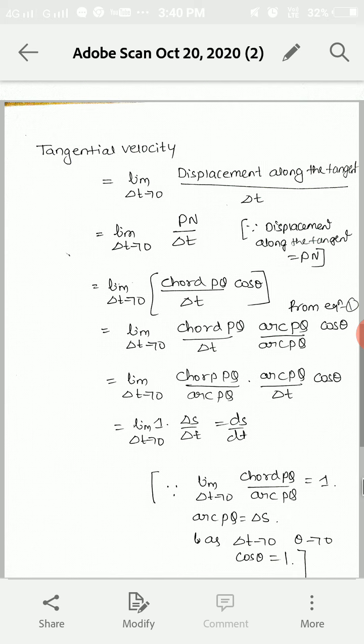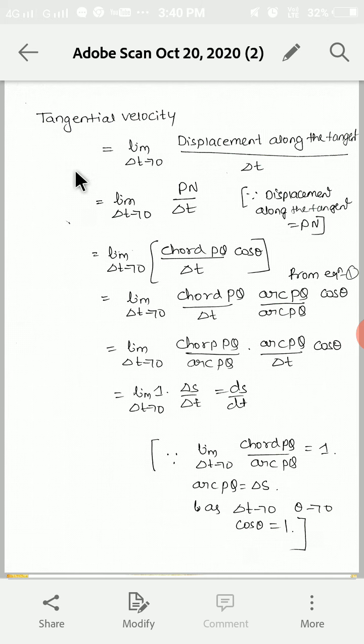Okay, so now we define tangential velocity. Tangential velocity is nothing but the limit as delta t tends to 0 of the displacement along the tangent divided by delta t. Here we use the concept of the first principle of differentiation, that is, the limit as delta x tends to 0 of f of x plus delta x minus f of x, divided by delta x. So that concept we use here.